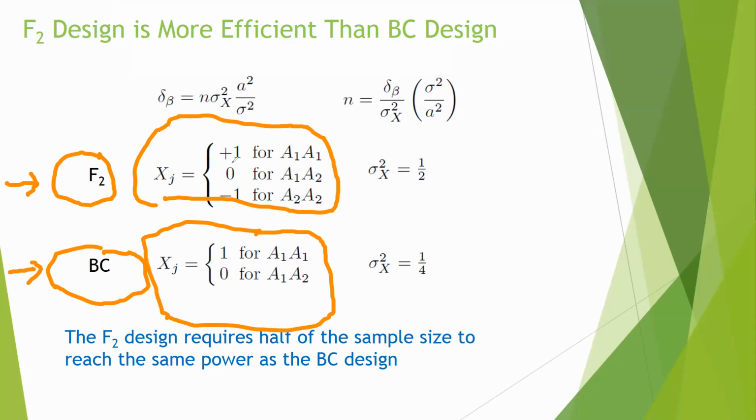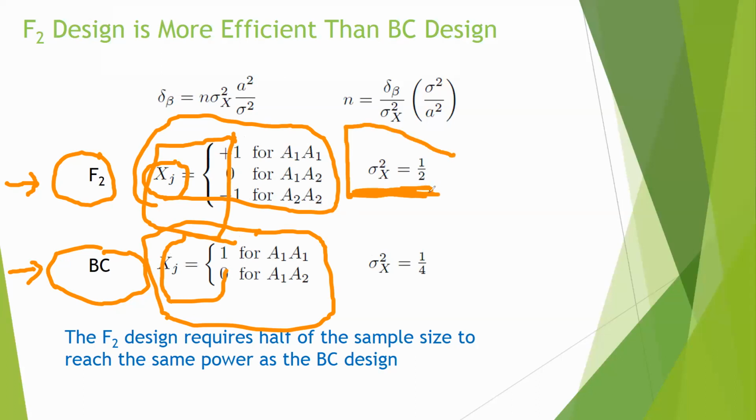And if you use the same coding for the X variable in the linear model, you need to know how to calculate the variance of this X, and the variance of X in the two designs. So the variance of the X variable, which is additive, in the F2 equals 1/2, but the variance of X equals 1/4 for the backcross.